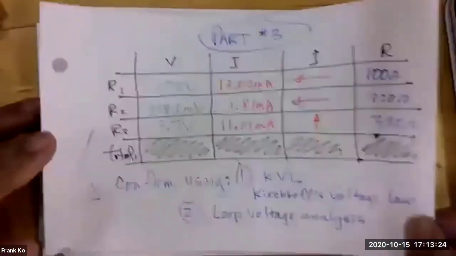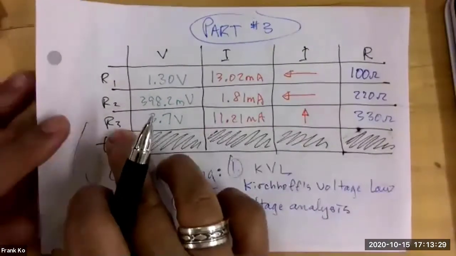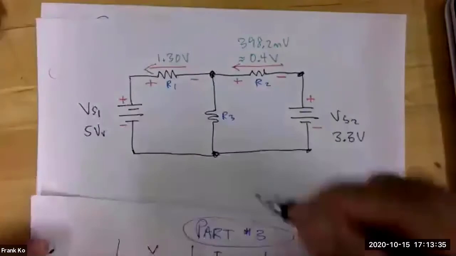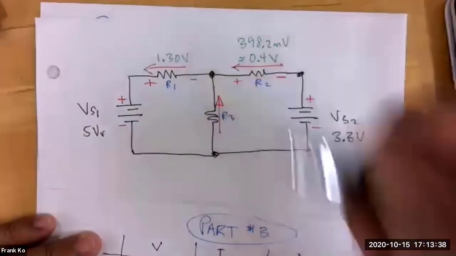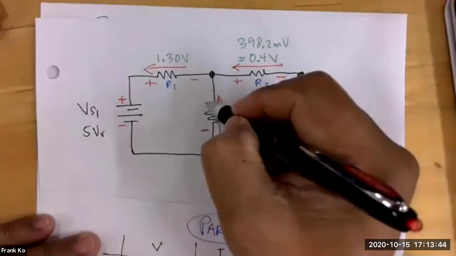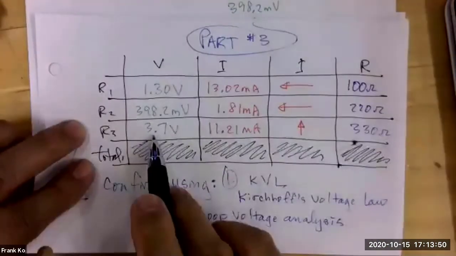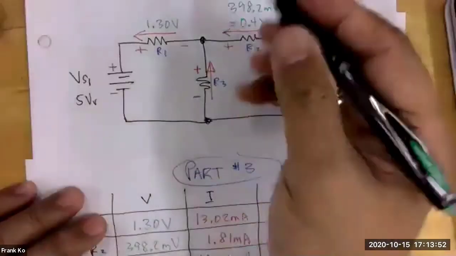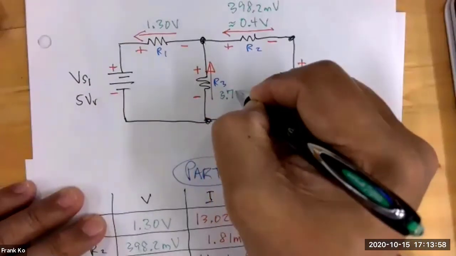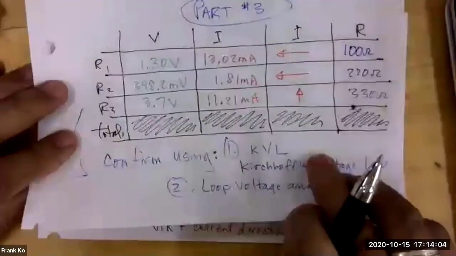And then we also have one more direction and value to submit, that's through R3. The final direction of current through R3 is up. So I am going to draw the arrow going up, like so, which means the bottom must be what polarity? Negative. The top must be what? Positive. And what value of voltage did we have here? According to this, 3.7. So I'm going to write down 3.7 volts. Okay, this is all the information that we need from our part 3.